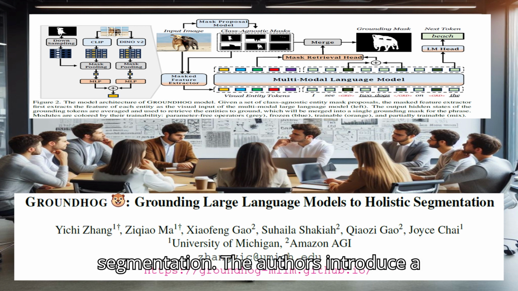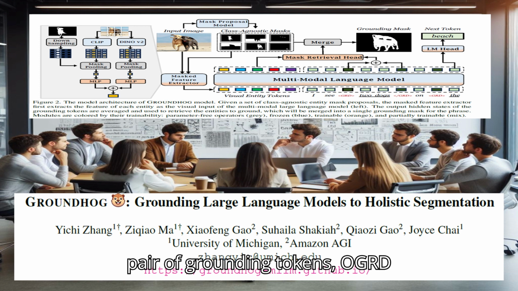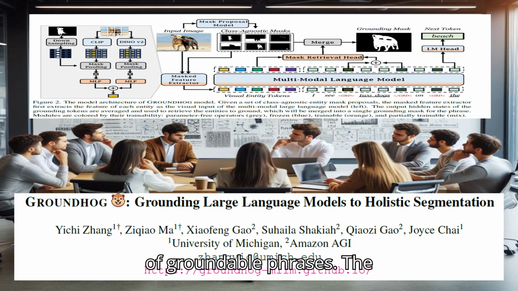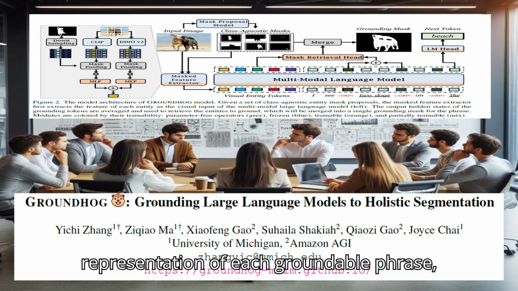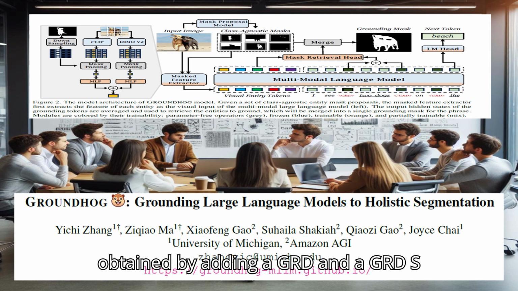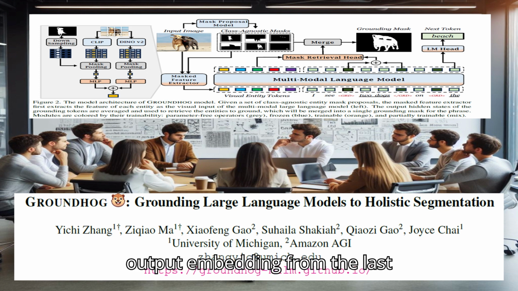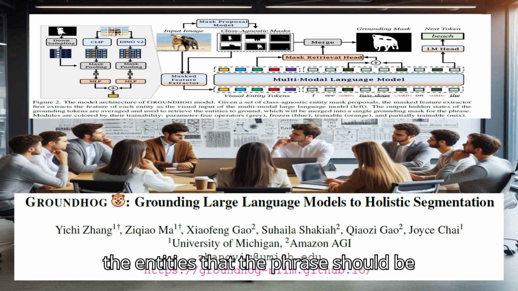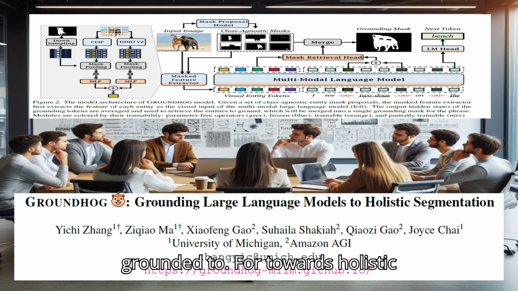3. Language grounding to entity segmentation. The authors introduce a pair of grounding tokens, <GRD> and </GRD>, to indicate the start and end of groundable phrases. The representation of each groundable phrase, termed the grounding query, is obtained by adding the <GRD> and </GRD> output embeddings from the last transformer layer of the MLLM. The representation is then used to retrieve the entities that the phrase should be grounded to.